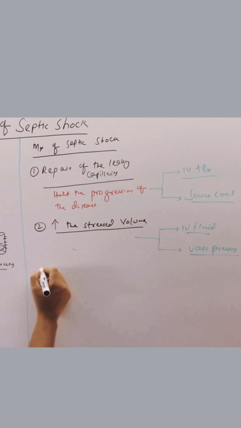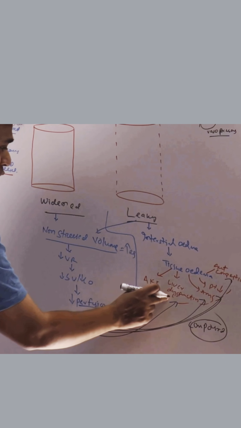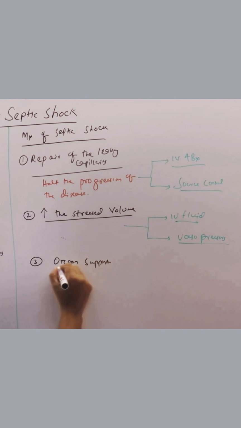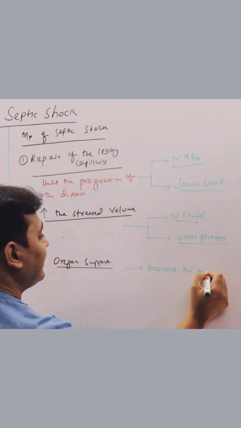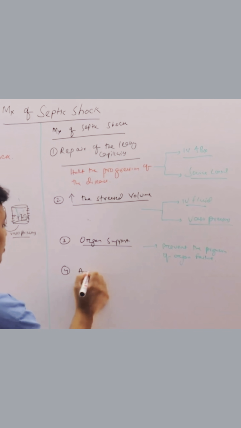vasopressors. Third concept and treatment will be organ support. We can see here that there are different organ dysfunctions present. So we have to support. Organ support means we have to prevent progression of organ failure, right? Number four concept is associated.